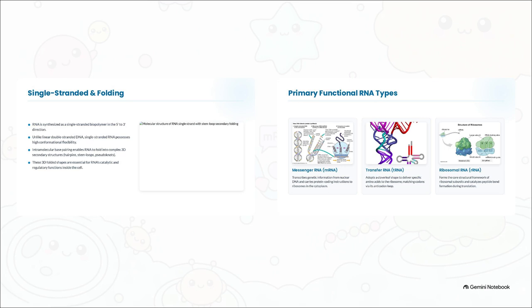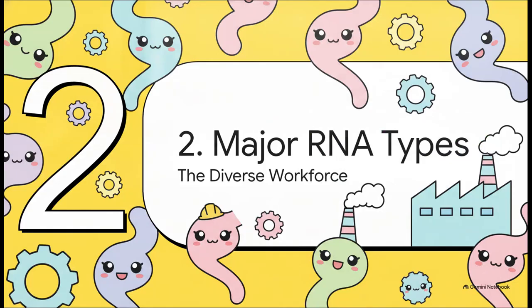It starts with simple stem loop folds and eventually bridges the gap to stunning functional forms like the intricate cloverleaf shape of transfer RNA, or tRNA. It's this exact 3D folding that allows RNA to break out of a mere messaging role and actually perform complex catalytic and regulatory functions inside the cell. It's like molecular origami.